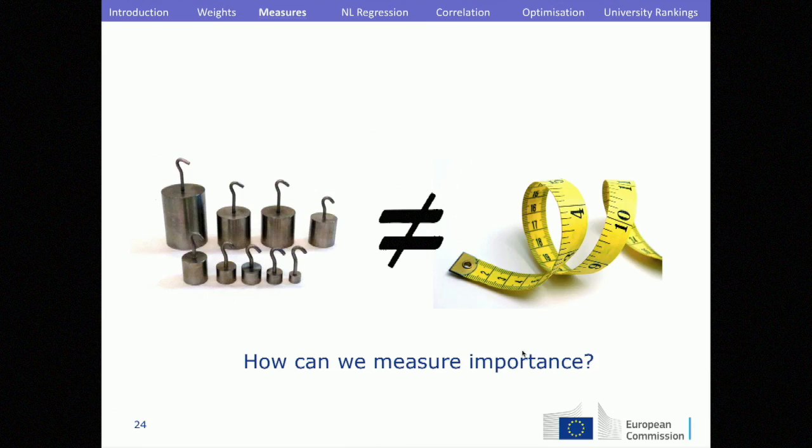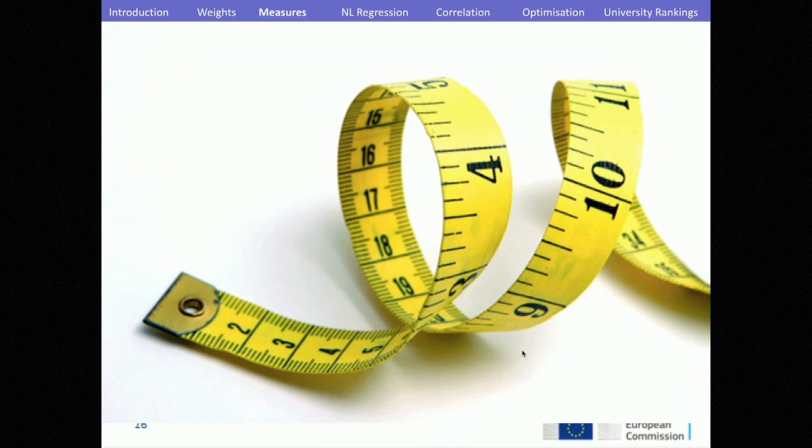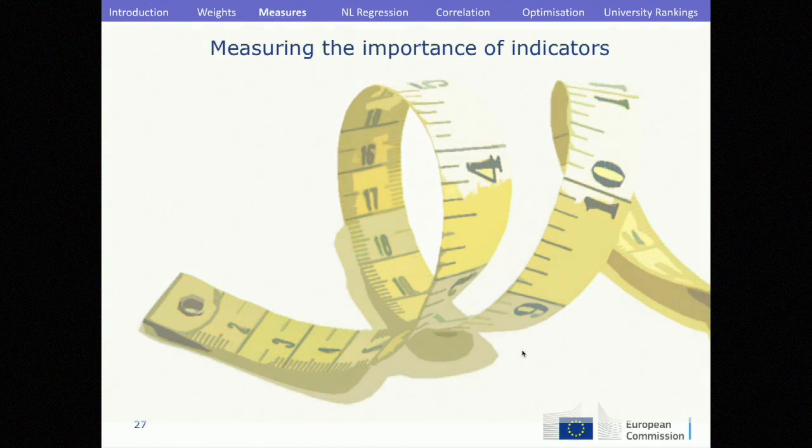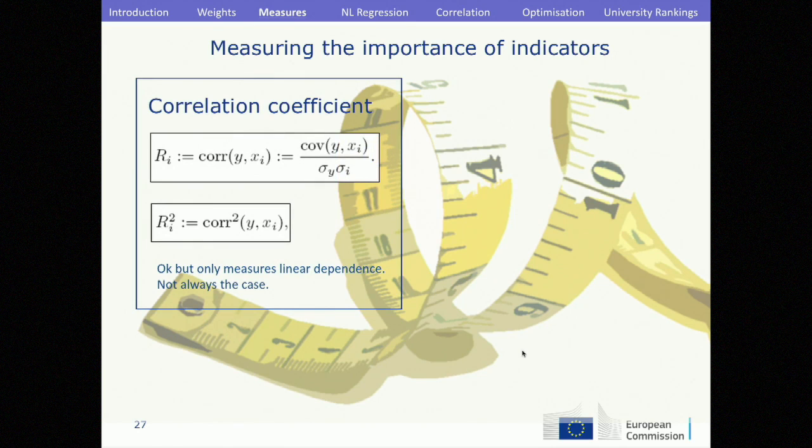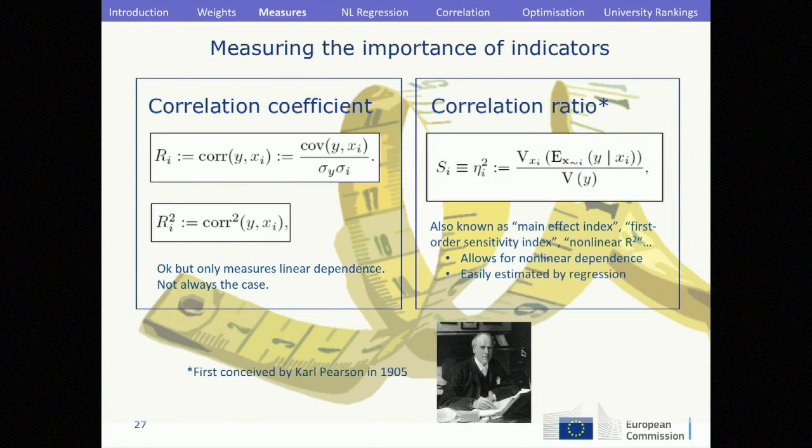So if we know that importance isn't equal to the weights, how can we measure importance? Well, one way we already discussed, and that is to use something like R², which is just a linear measure of dependence between each indicator and the composite, okay? And this is fine, but maybe it's not a linear relationship. So you can probably see where this is going. This is where the sensitivity analysis starts to come in.